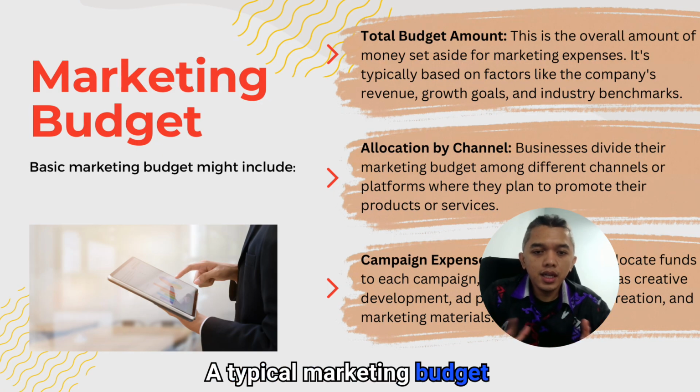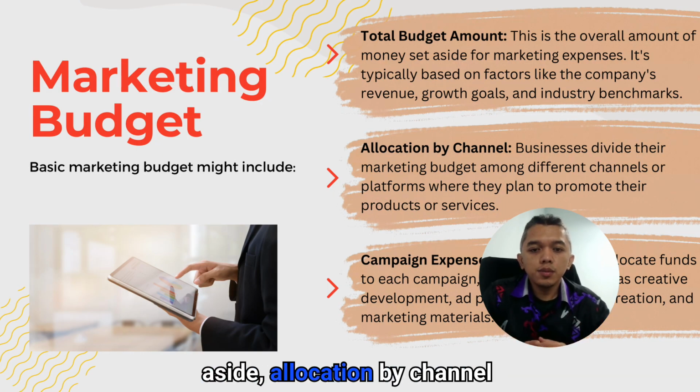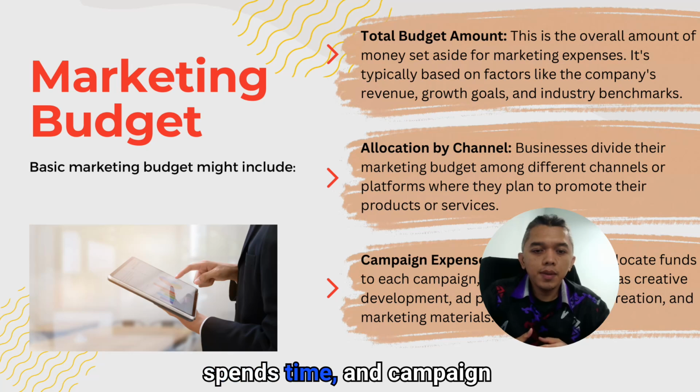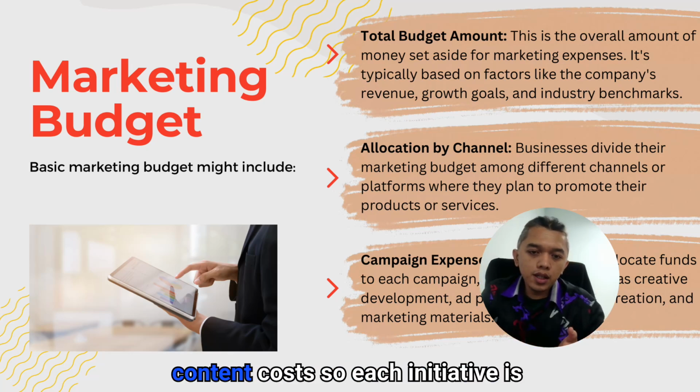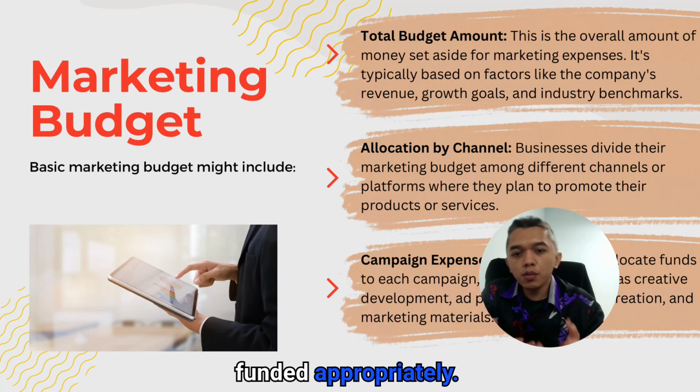A typical marketing budget includes the total amount set aside, allocation by channel based on where your audience spends time, and campaign expenses covering creative development, ad placement, and content costs. So each initiative is funded appropriately.